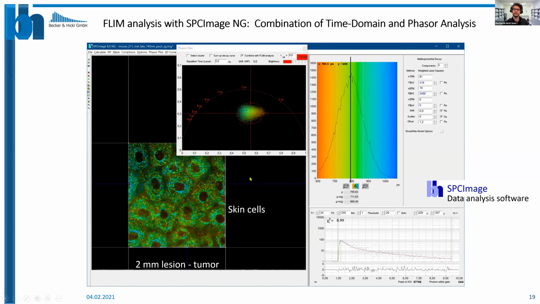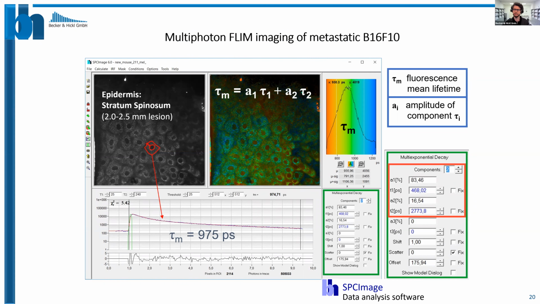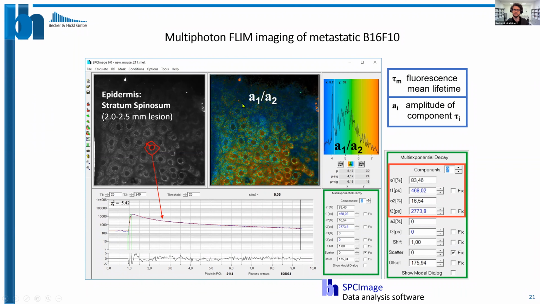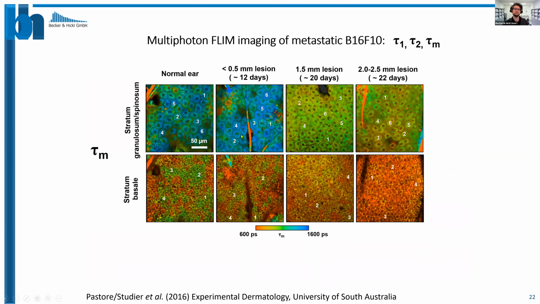Now let's have a closer look at the two exponential fit that has been done here. You can plot, for example, the fluorescence mean lifetime, or you can also plot the fractions A1 and A2 of the free or the protein-bound form of NADH respectively. So here's plotted the mean fluorescence lifetime. Again, normal ear, small lesion, 1.5 millimeter lesion, and 2 to 2.5 millimeter lesion. And here's the stratum granulosum, and here's the stratum basale layer.